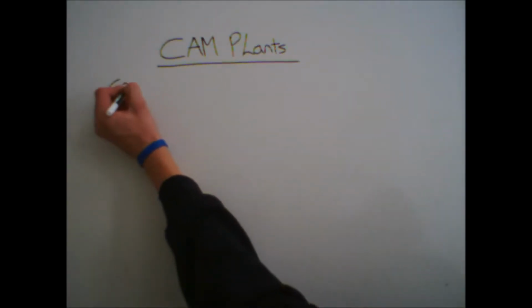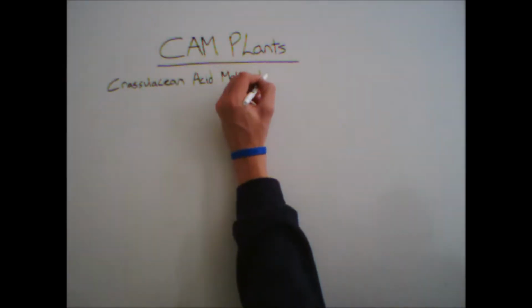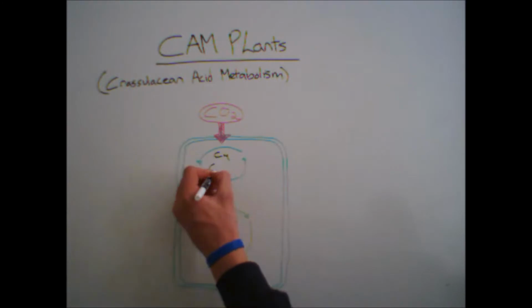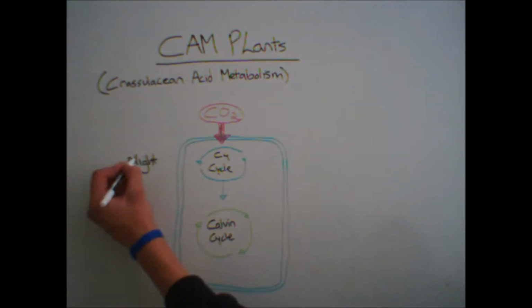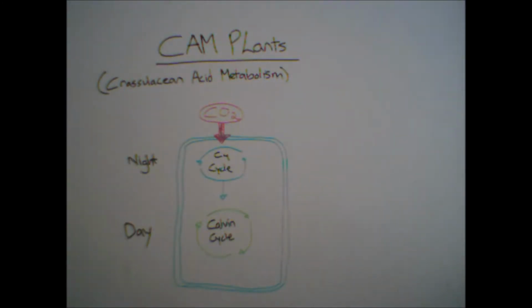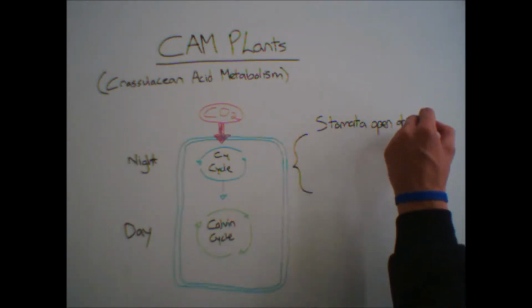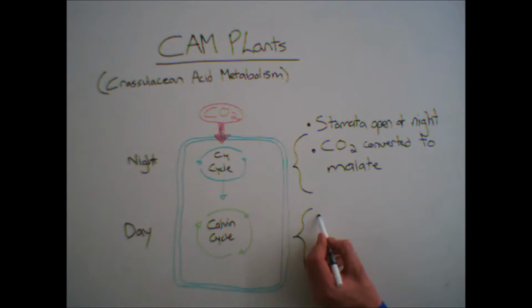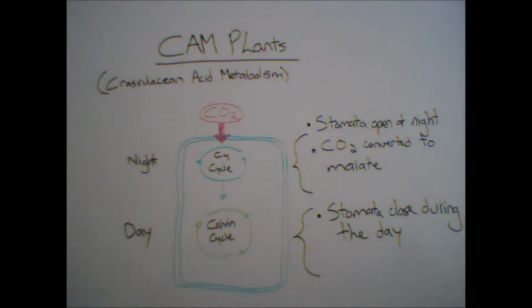Now, on to CAM plants. CAM stands for crassulacean acid metabolism. CAM plants differ from C4 plants because they regulate when each cycle takes place. Specifically, the C4 cycle takes place at night, while the Calvin cycle takes place during the day. This greatly minimizes photorespiration. As you can see, at night, the stomata opens and CO2 is converted to malate, and during the day, the stomata is closed and malate releases CO2 into the Calvin cycle.